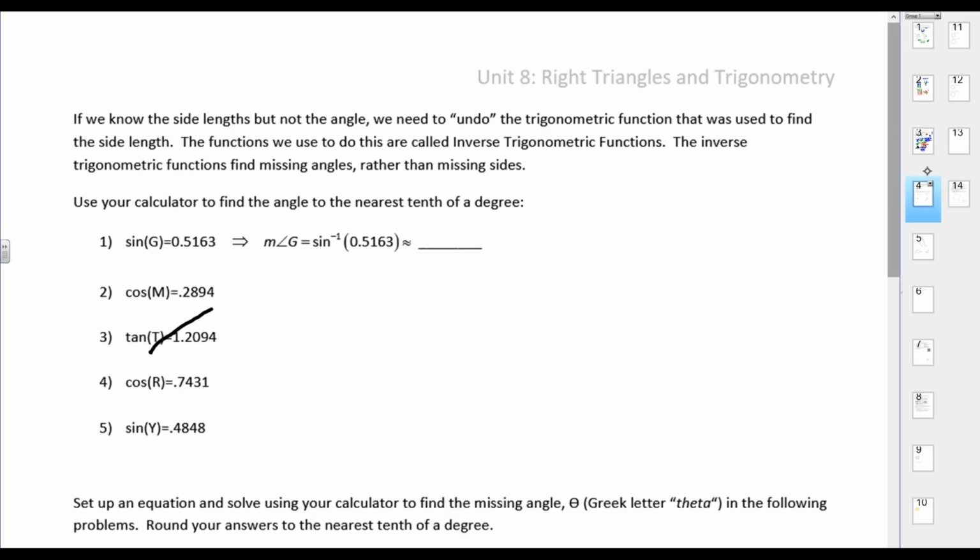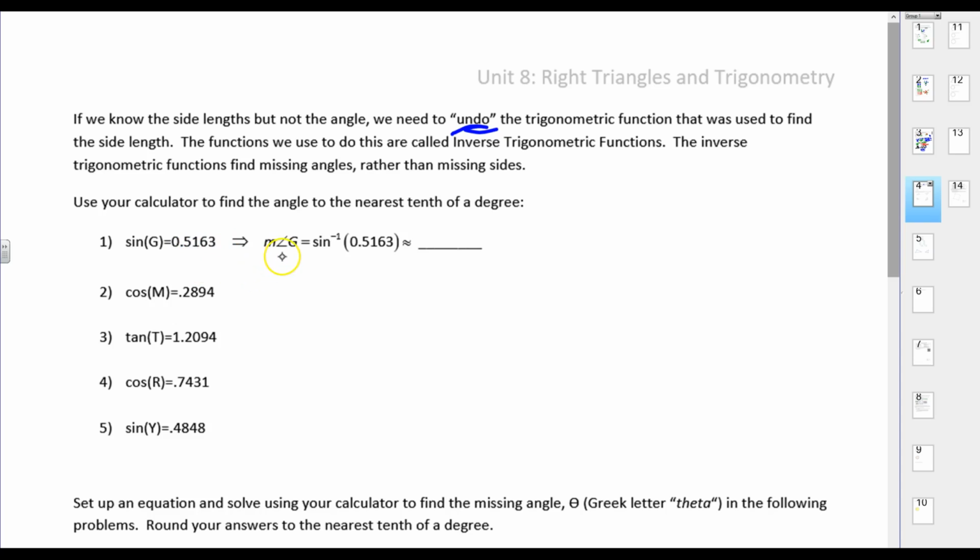So, all right, now let's talk about inverse trig. I know, guys, this is a long video. Bear with me. We're learning a lot, but it'll all make sense in the end. If we know the side lengths, but not the angle, we need to undo a trigonometric function that we use to find the side length. The functions we need to do this are called inverse trigonometric functions, and the inverse trigonometric function finds missing angles rather than missing sides.